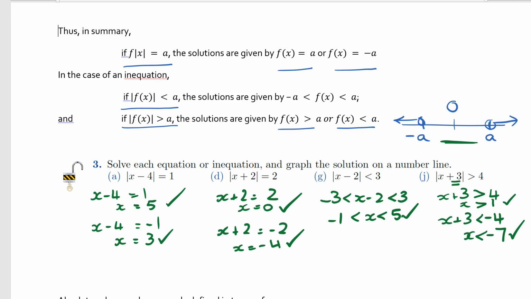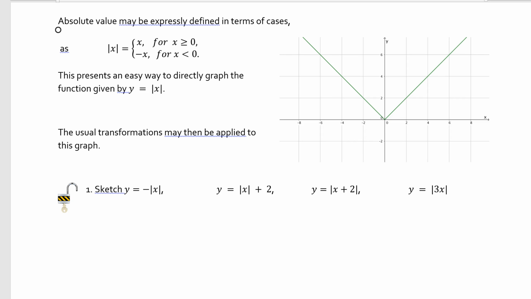So again, all okay. Now the fact that, as we saw up above, we can express absolute value in terms of cases means that we could write that mod of x equals x for x greater than or equal to 0, and it equals -x for x less than 0. And this gives us an easy way to work out what the graph of y equals mod x looks like. So when x is greater than or equal to 0, it's the line y equals x, and when it's less than 0, it's the line y equals -x, which gives us this V shape.